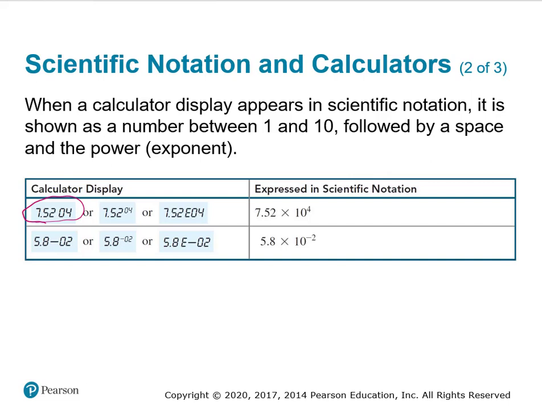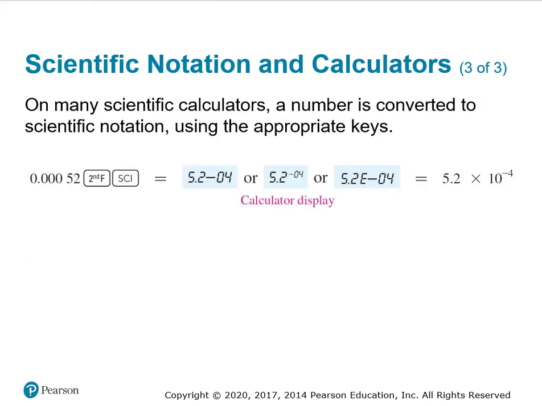7.52E4, that means 7.52 times 10 to the 4th, which is 75,200, because that decimal point was here and it went 1, 2, 3, 4 spots to the right. Or this 5.8 times 10 to the negative 2, that decimal point would go left 1, 2 spots, so 0.058.